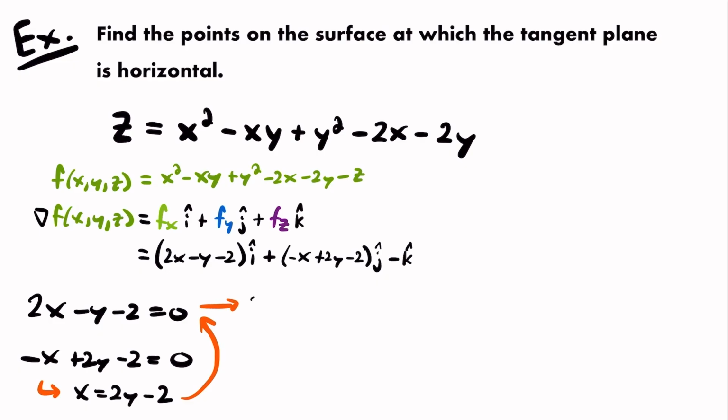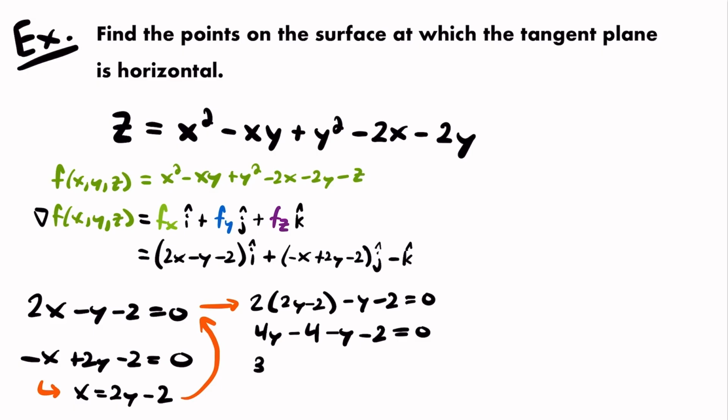To get this, we'll have 2 times 2y minus 2 minus y minus 2 equals 0. And then simplifying, we have 4y minus 4 minus y minus 2 equals 0. Then 4y minus y becomes 3y, and then negative 4 minus 2 is negative 6, so we have 3y minus 6 equals 0. Add 6 to both sides, and you have 3y equals 6, and then solving for y by dividing both sides by 3 gives you that y equals 2.